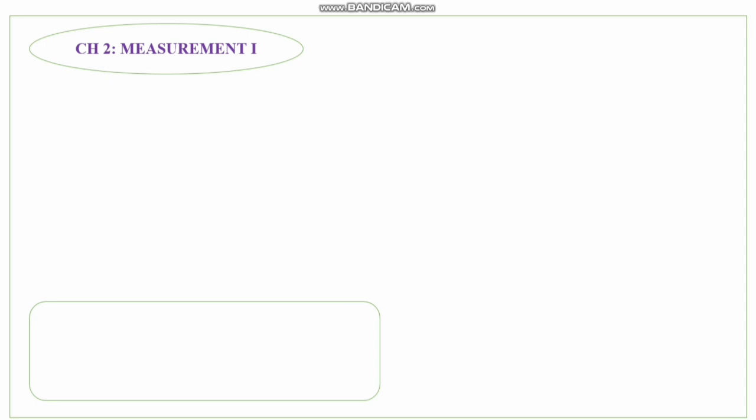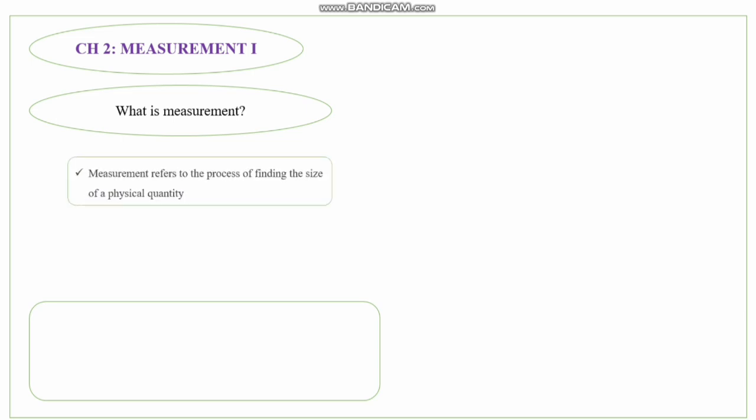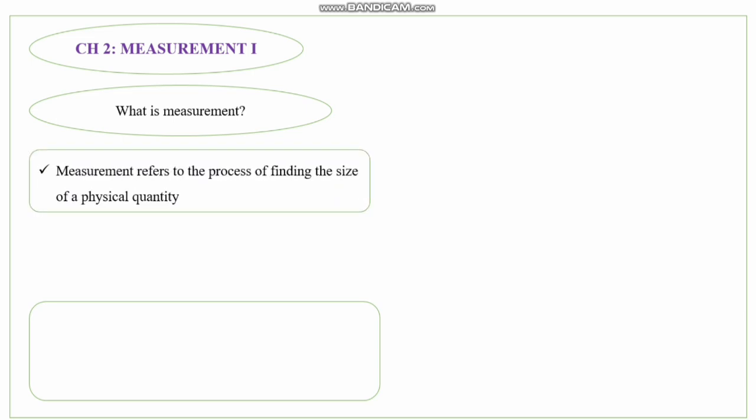Today I'm going to give you a complete and comprehensive summary of chapter 2, that is Measurement 1. Now let us look at the definition of the term measurement. What is measurement? Measurement refers to the process of finding the size of a physical quantity. It is also the process of associating numbers with the physical quantities.